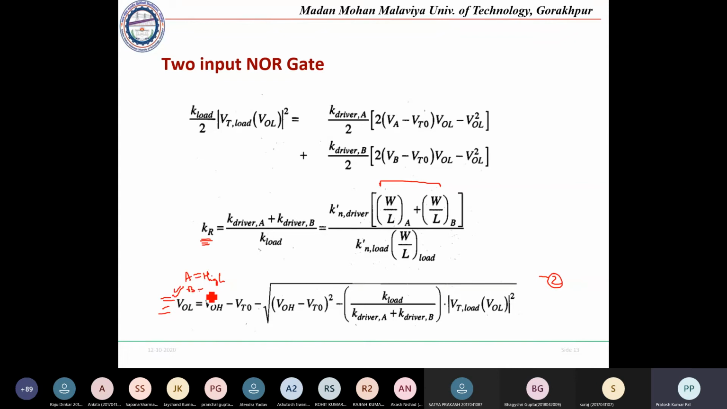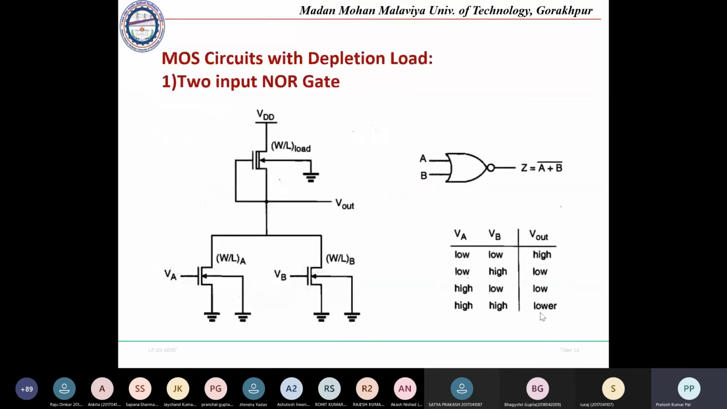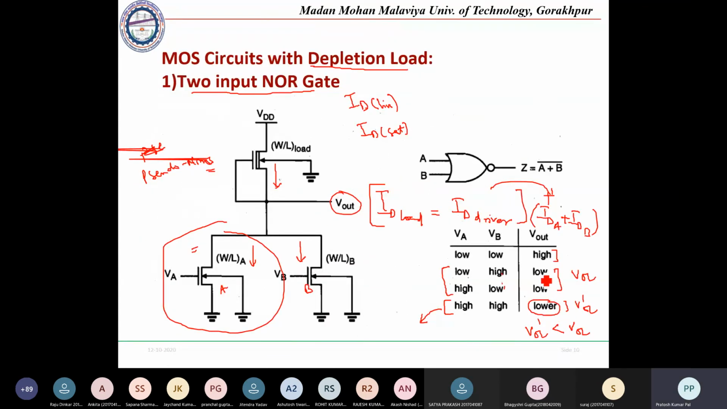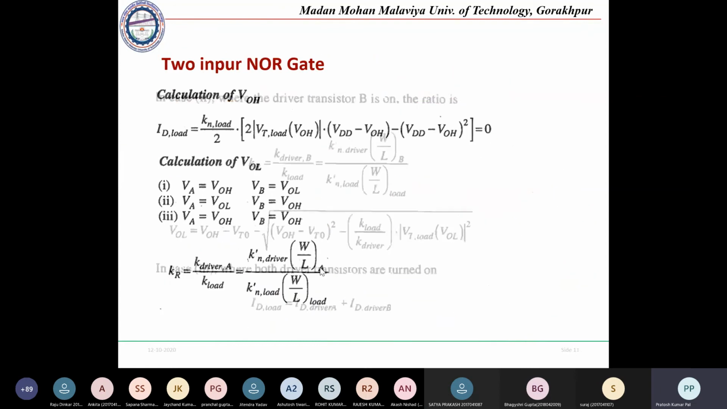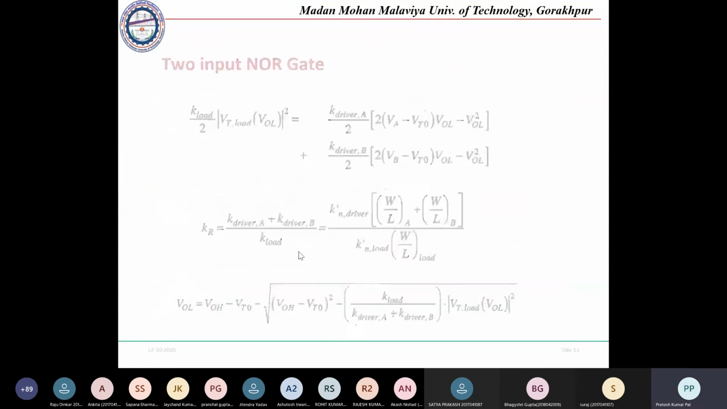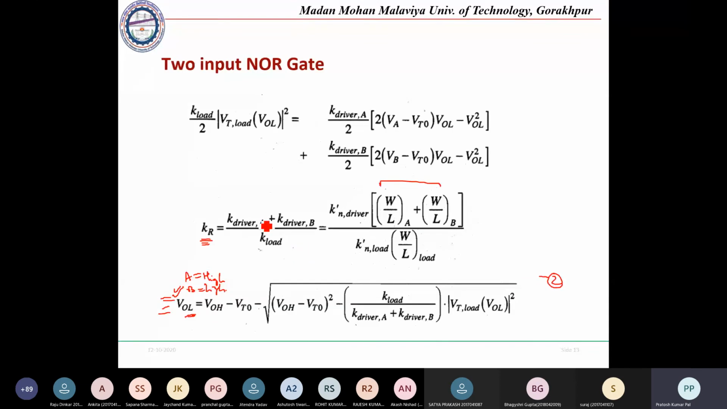If A is high and B is high, at that time the VOL value will be even lower than the previous one. That's why in the truth table it was written as lower. It will be lower because of the sum of the transconductance parameters of transistor A and transistor B. This is how we go for the analysis part. So in all the combinational circuits, we will be calculating the same critical voltage points.